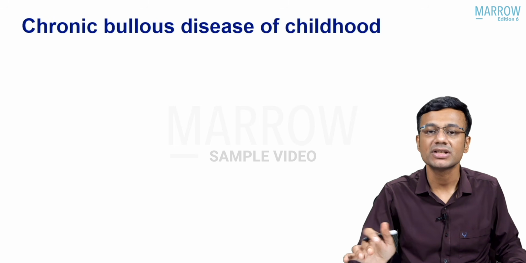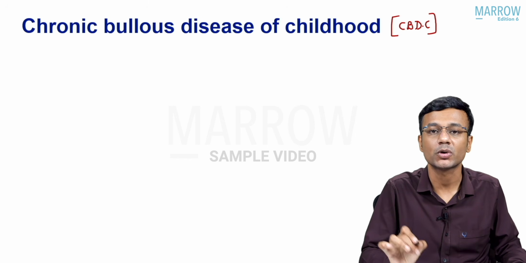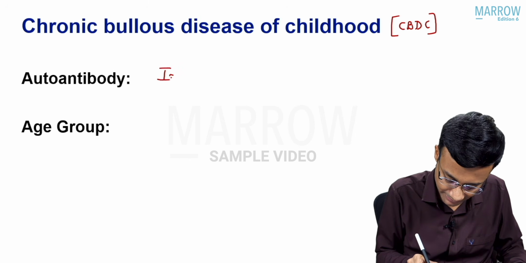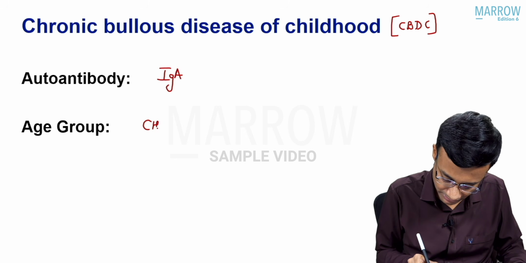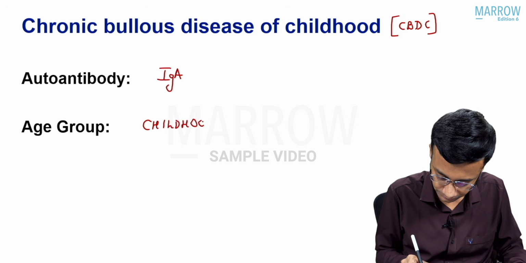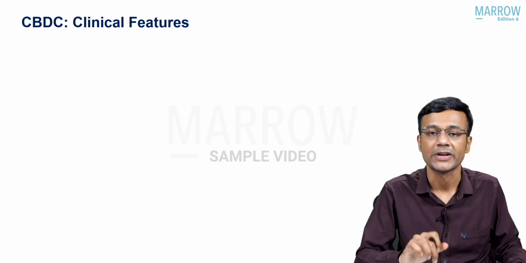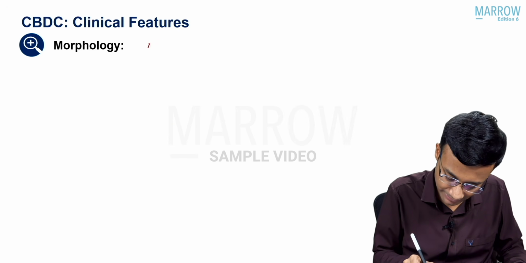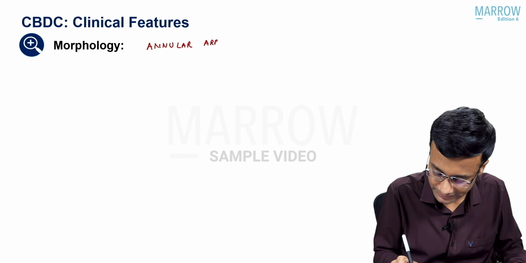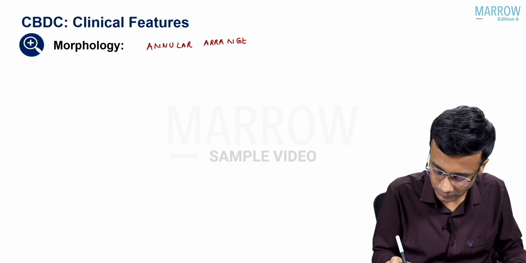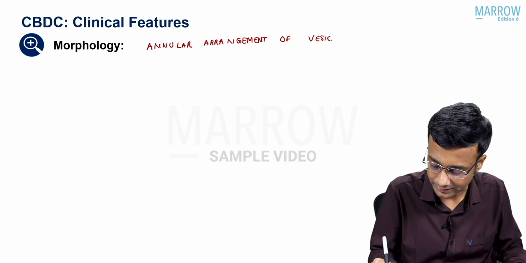Now we move on to chronic bullous disease of childhood, that is CBDC. The first point to remember here is, which is the autoantibody? It is IgA. And which age group does it present in? This is going to present in the childhood age group. Why this question is repeatedly asked in the exam is because of the arrangement of lesions. In CBDC you get annular arrangement of vesicles.